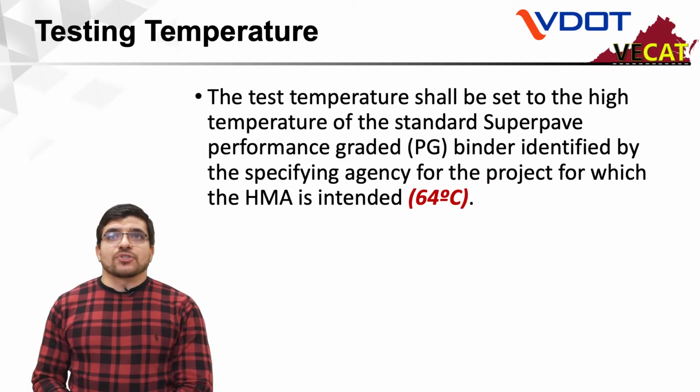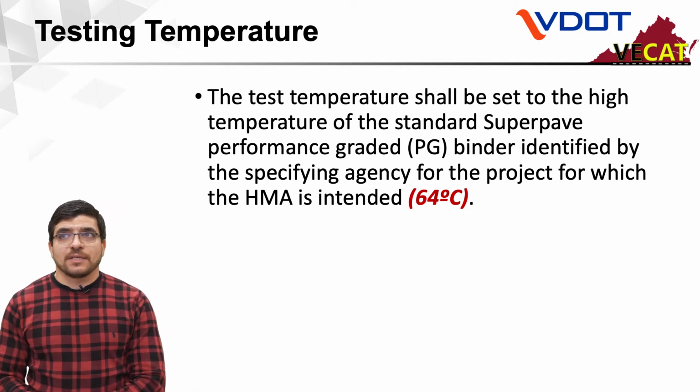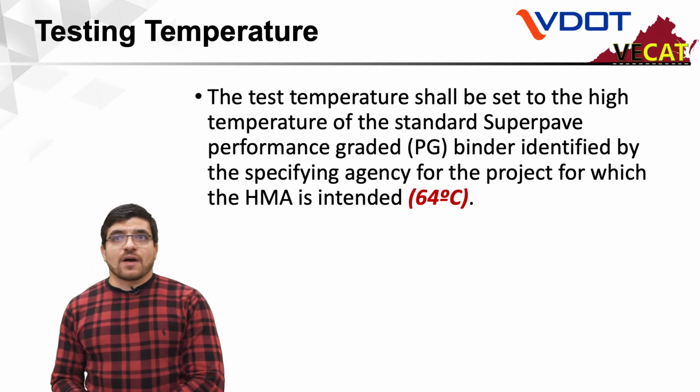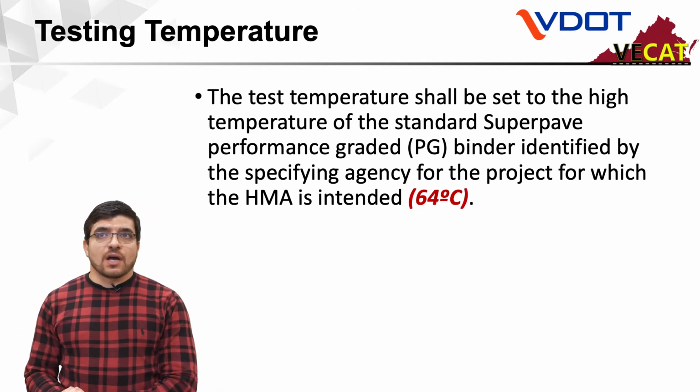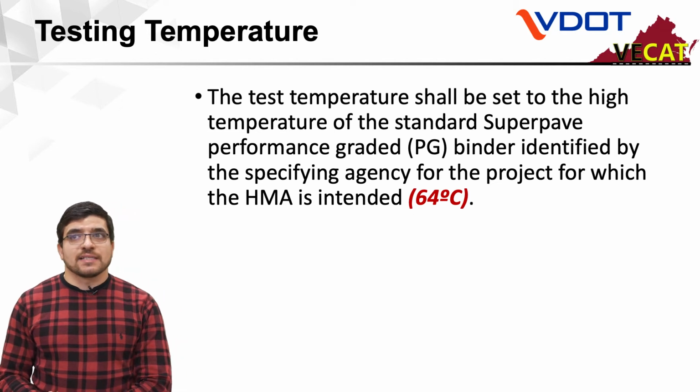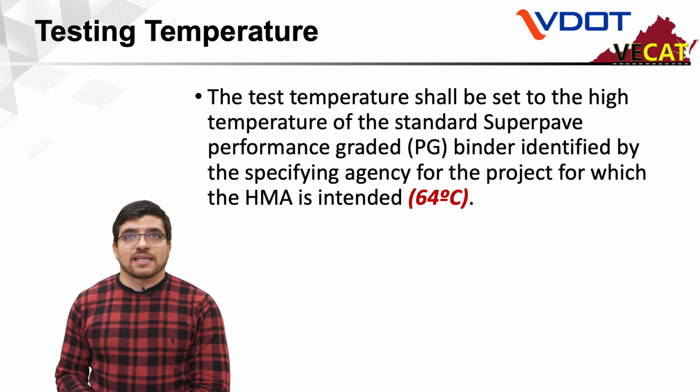For testing temperature, the test temperature shall be set to the high temperature of the standard SuperPave Performance Grade (PG) binder identified by the specifying agency for the project for which the hot mix asphalt mixture is intended. In the case of Virginia, we're using 64 degrees Celsius.